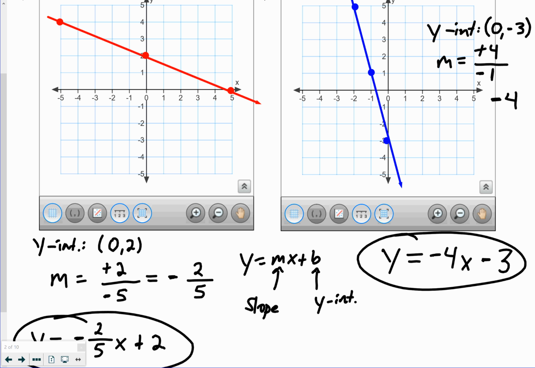Excellent. Okay. Shall we keep going? Now, they're not always going to give you the actual line graphed. If they give you the line, that's how you do it. That's how you write it in slope-intercept form.